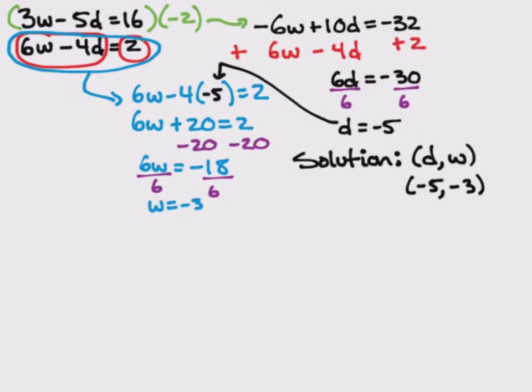And so we find our solution to this system of equations to be the ordered pair (-5, -3). Now note, we could have multiplied that top equation by something slightly different. We could have multiplied it by 2.